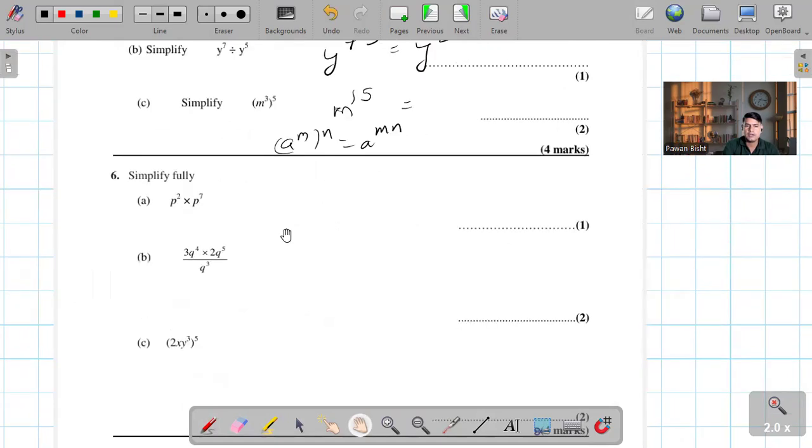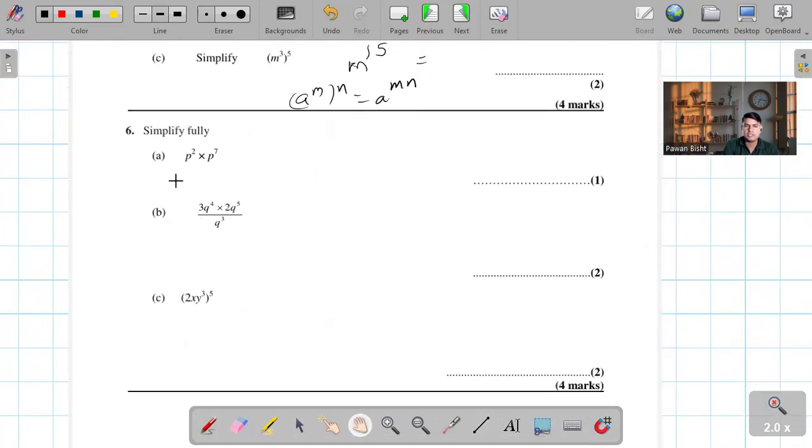Next question, question 6, p square times p^7, right? So which property do we apply? Right, first property, a to the power m times a to the power n is a to the power m plus n. So p to the power 2 times p to the power 7 becomes p to the power 2 plus 7. That is p to the power 9. Right. Now, again here we apply the property.